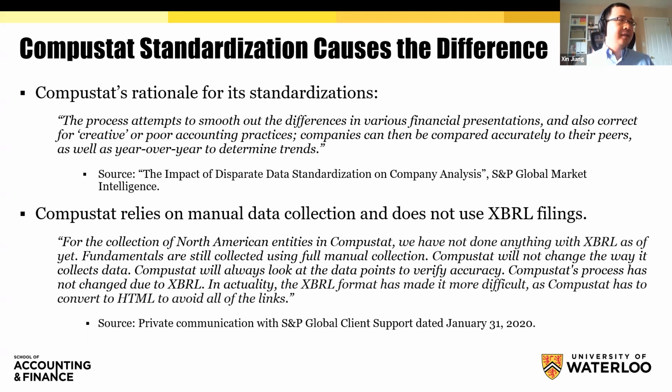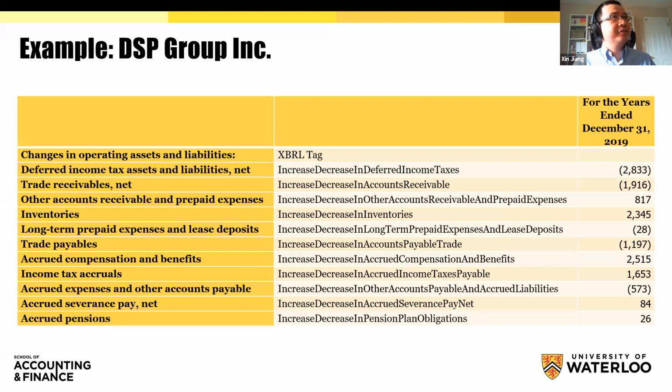Next, we are going to use another example to show where the data discrepancy is coming from. The table here is extracted from the statement of cash flows in the DSP Group 10-K filings.